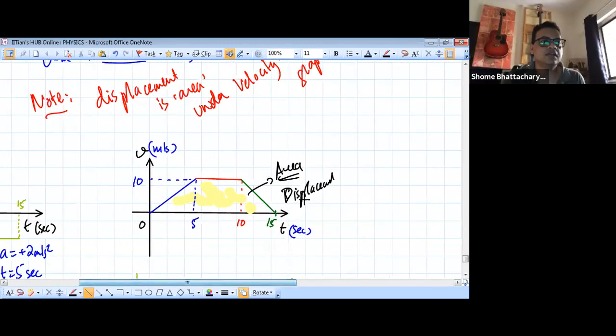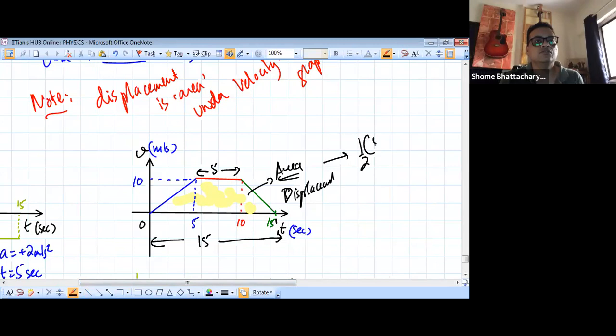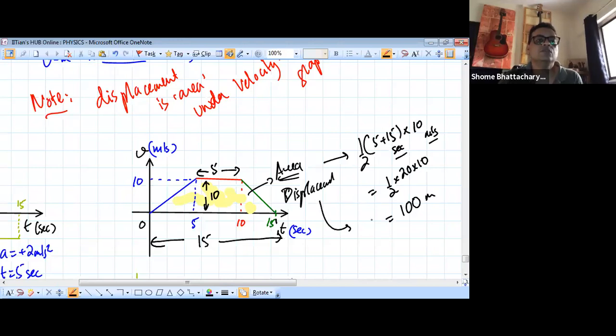So the area under this graph will become how much? So this area will be half into sum of parallel sides. So this side is 5. This side is 15. So 5 plus 15 into perpendicular distance between them, which is this 10. So this is in seconds and this is 10 meters per second. This is area of trapezium. So that is half into 20 into 10. You can see, 100, and the unit will be second multiplied by meters per second, so 100 meters. So that is becoming your total displacement.